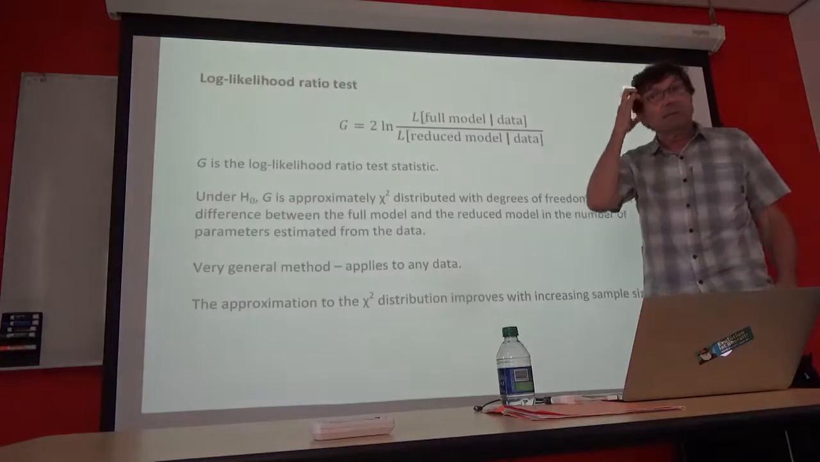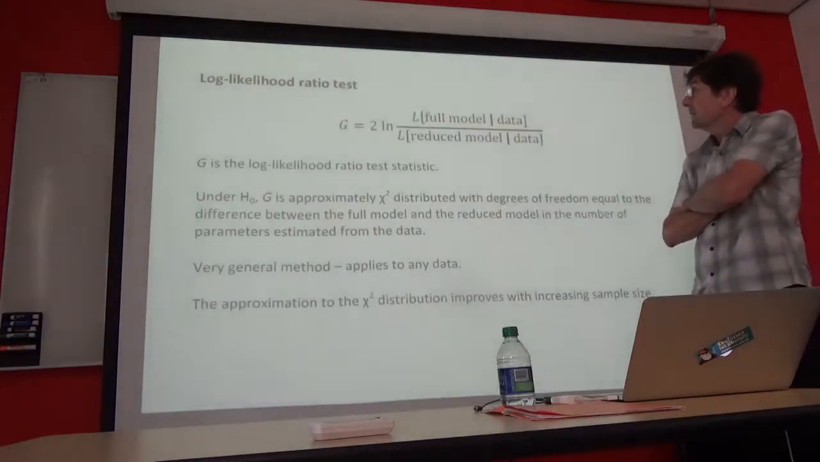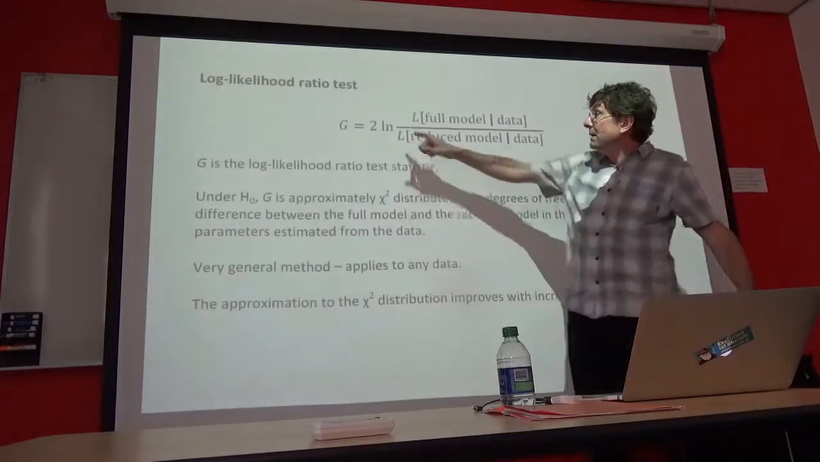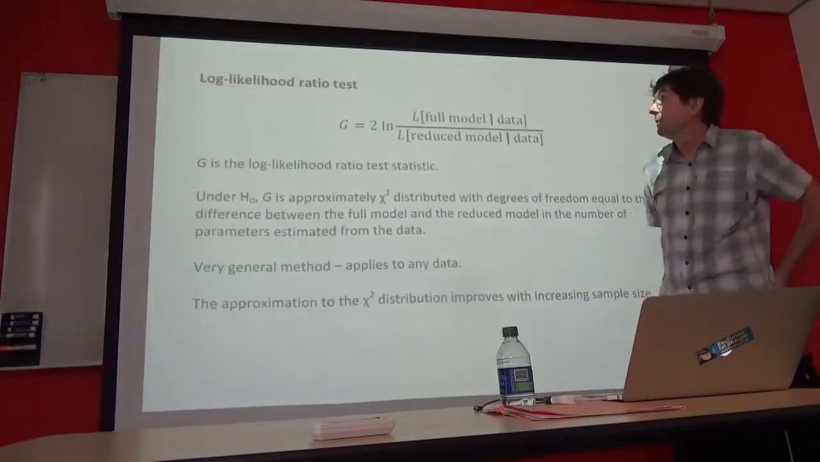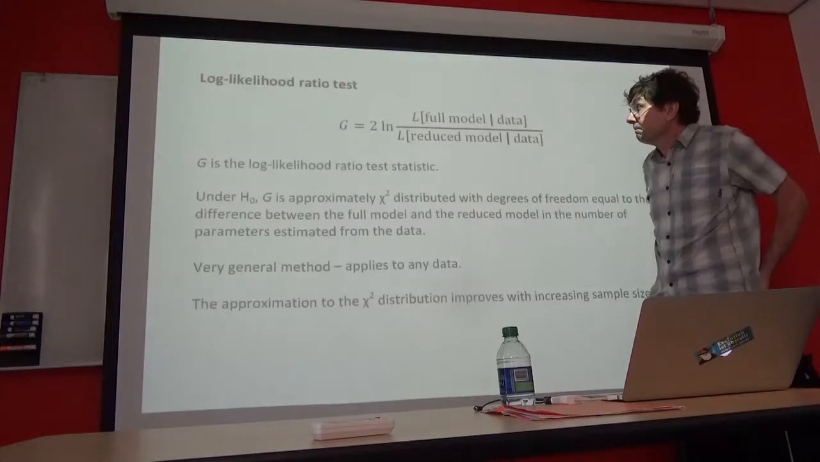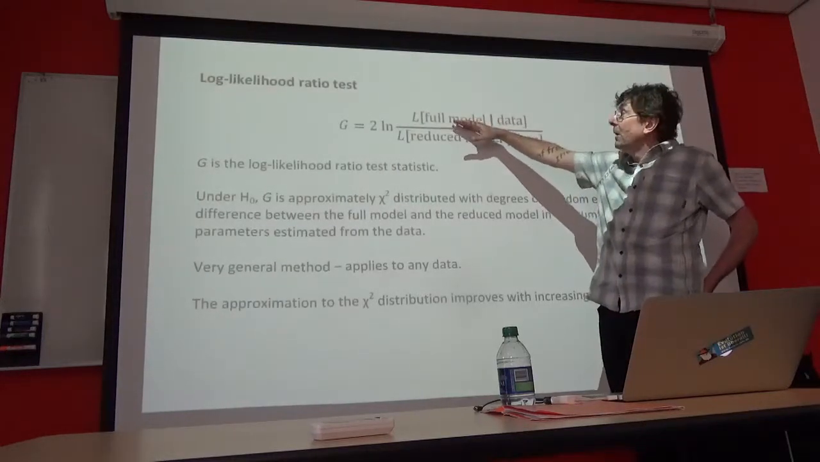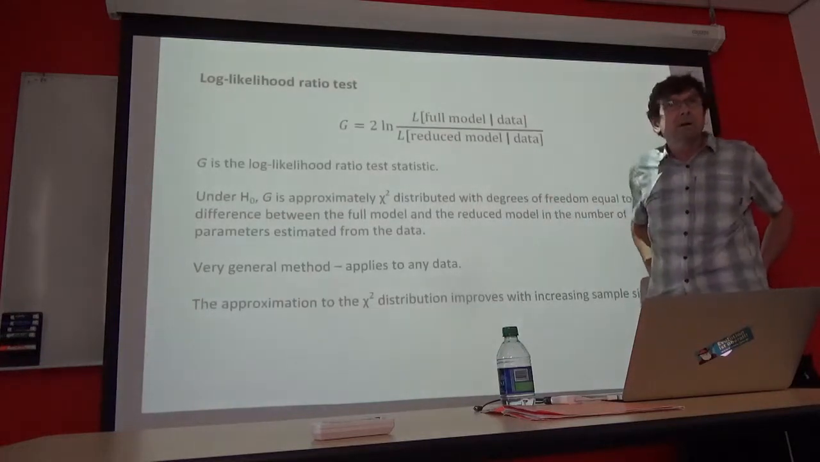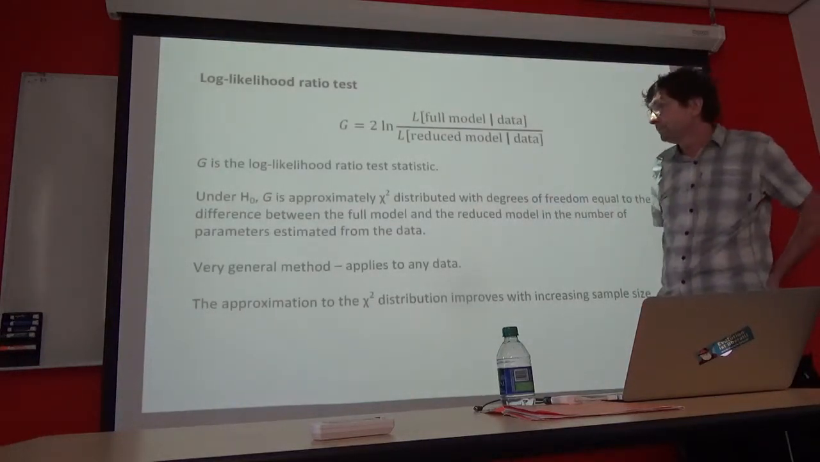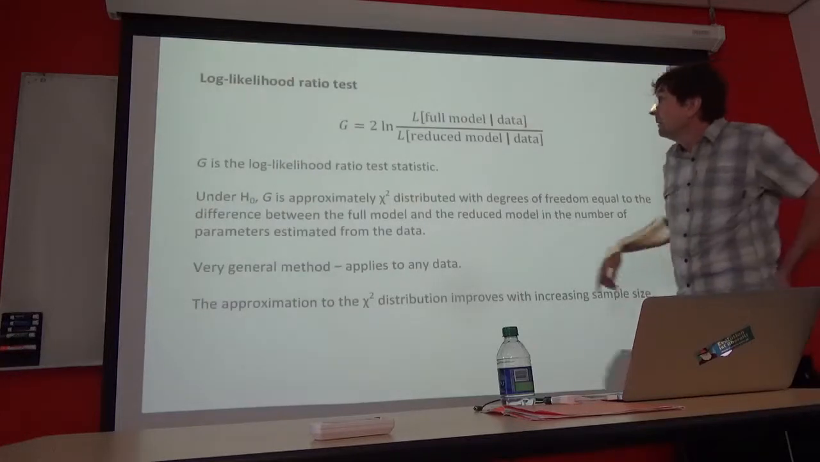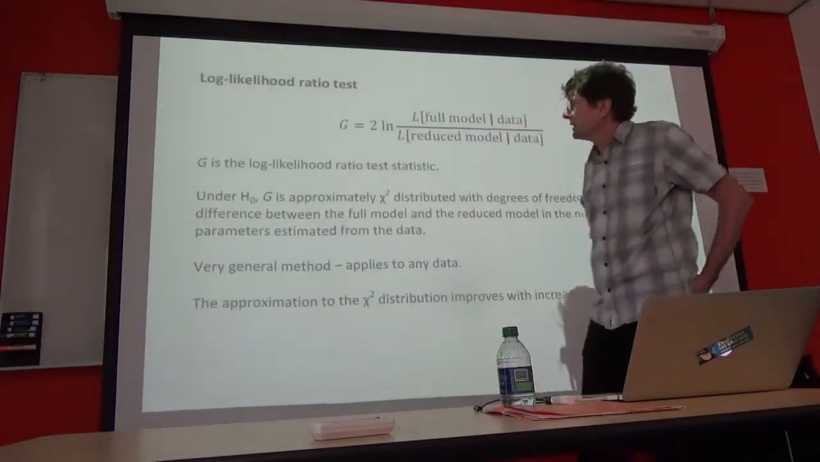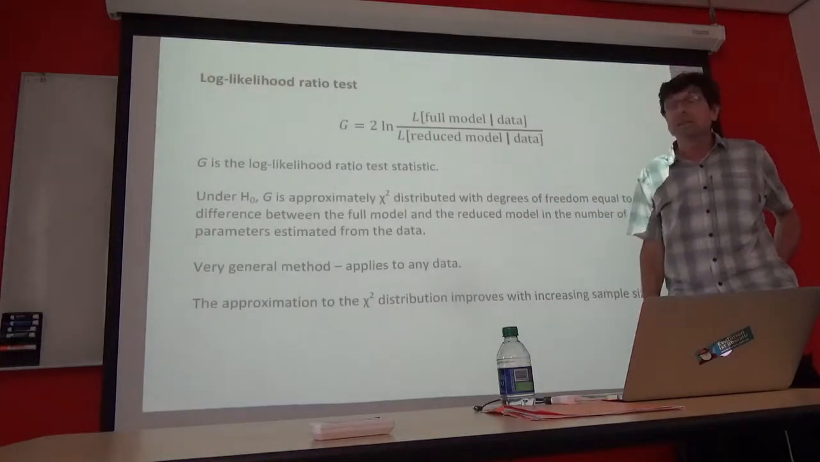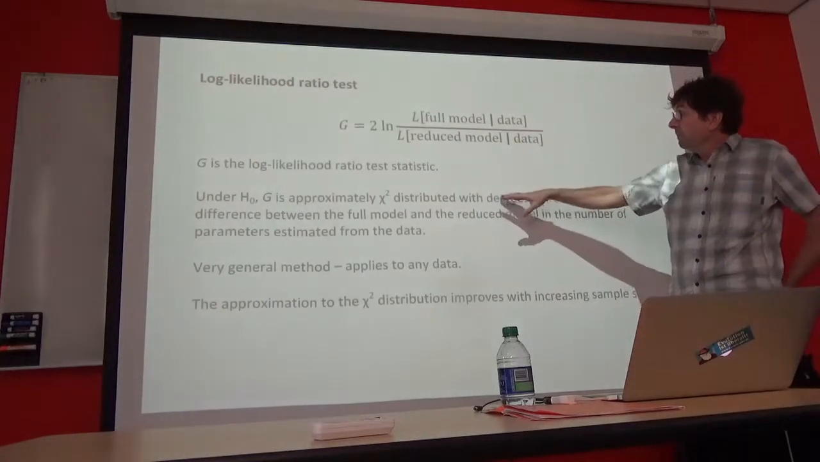So the formula for the log-likelihood ratio test is this. Again, it's a ratio of likelihoods, and it's the natural log of the ratio of likelihoods: the likelihood of the full model given the data over the likelihood of the reduced model given the data. The statistic that's calculated is called G, and I'm going to refer to that as the log-likelihood ratio statistic.